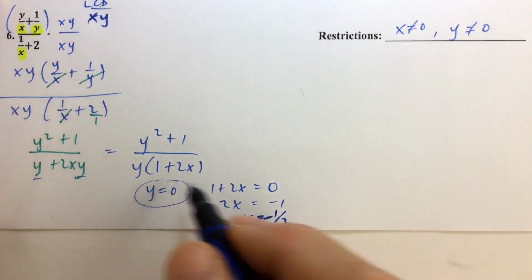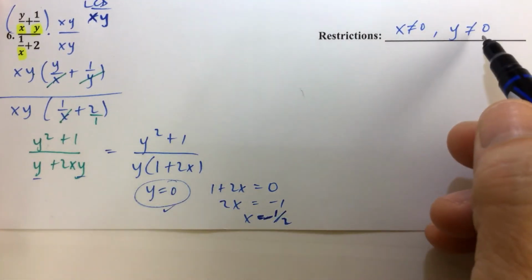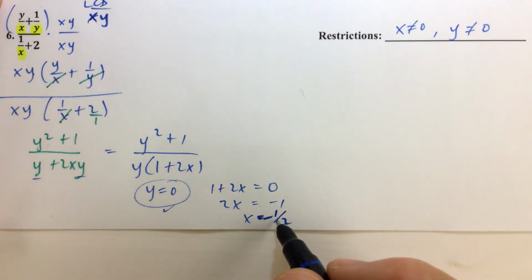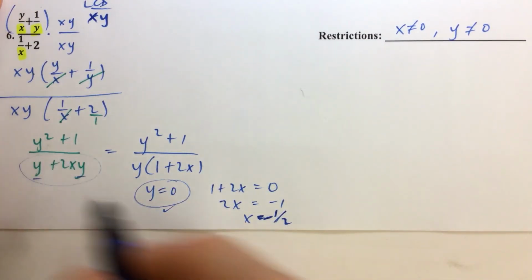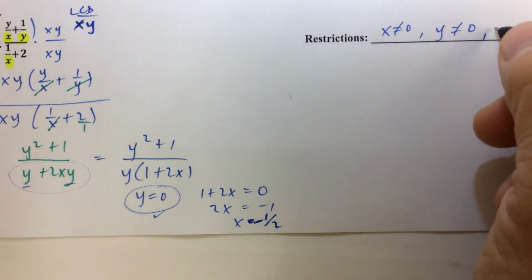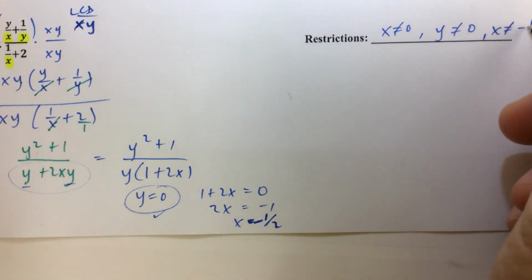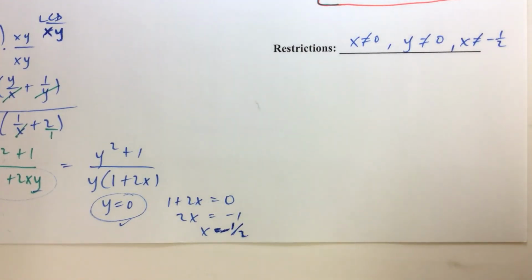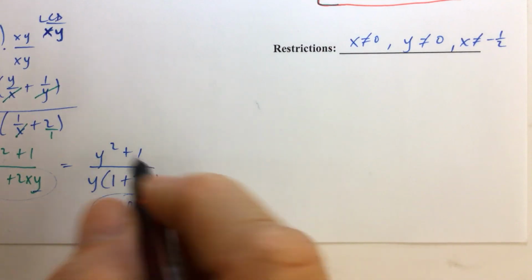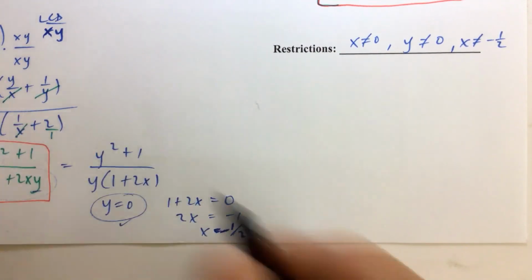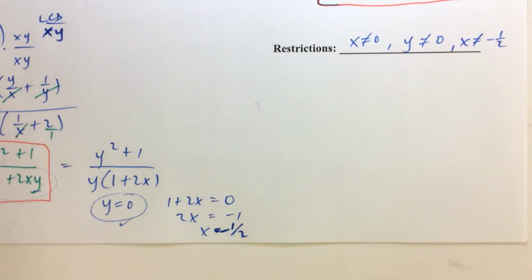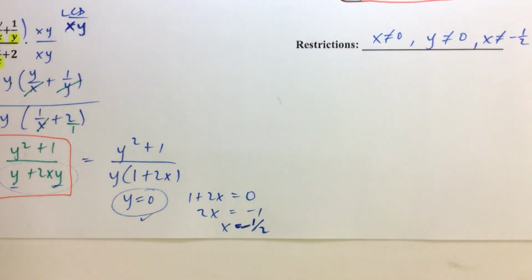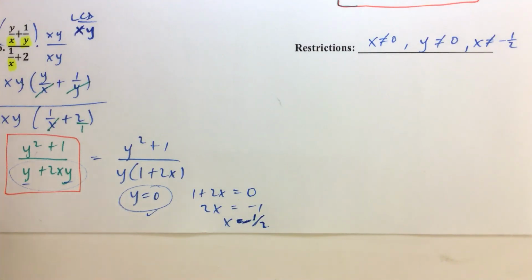Well, we already took care of the y equals 0. We already said y is not allowed to be 0. And since x equals negative 1/2 would make this denominator 0, we have to identify that as a restriction also. So x is not allowed to equal negative 1/2. But we have simplified, we can't cancel anything else, so we have simplified the initial expression, and so we're done as a result of identifying the restrictions as well as simplifying the expression.